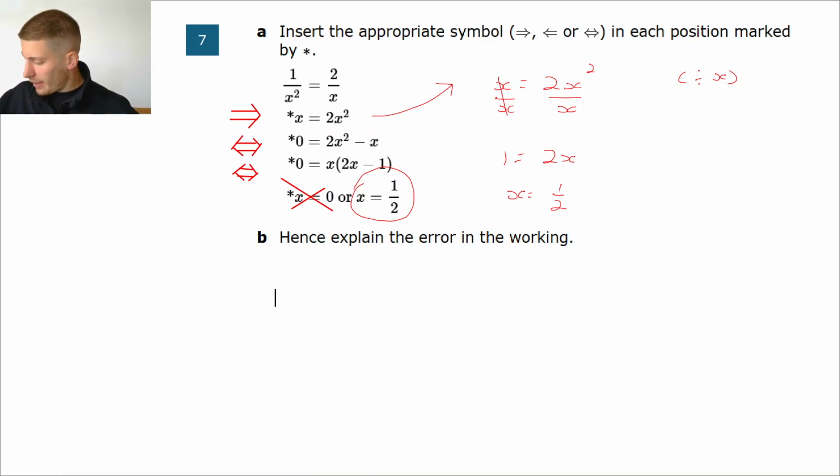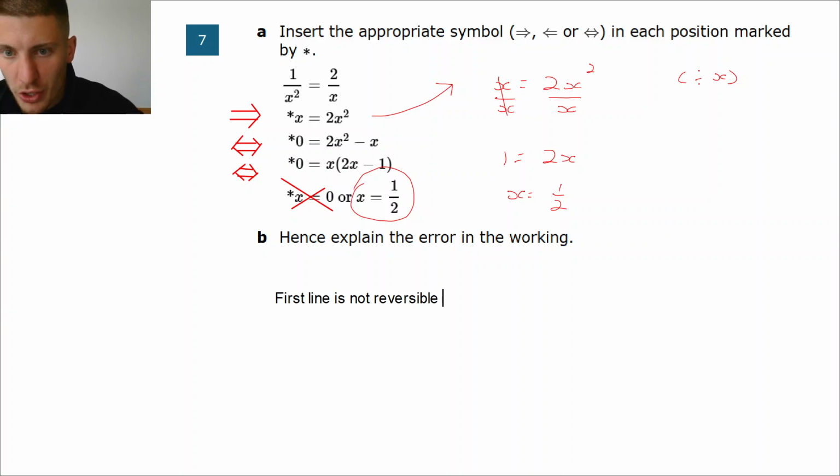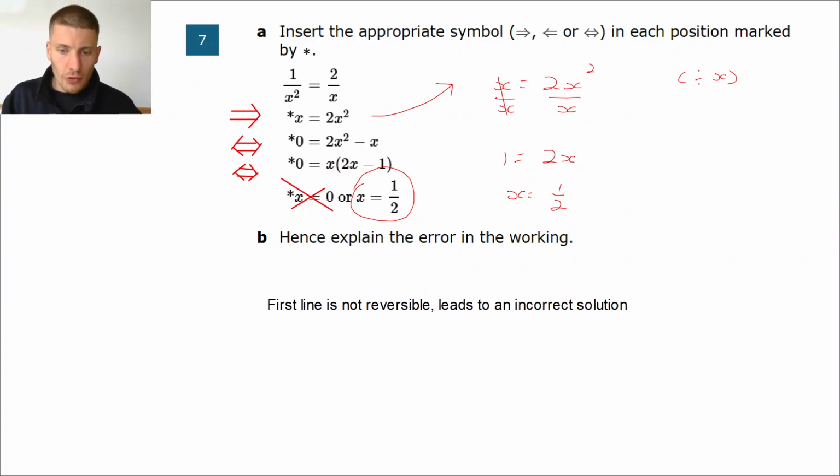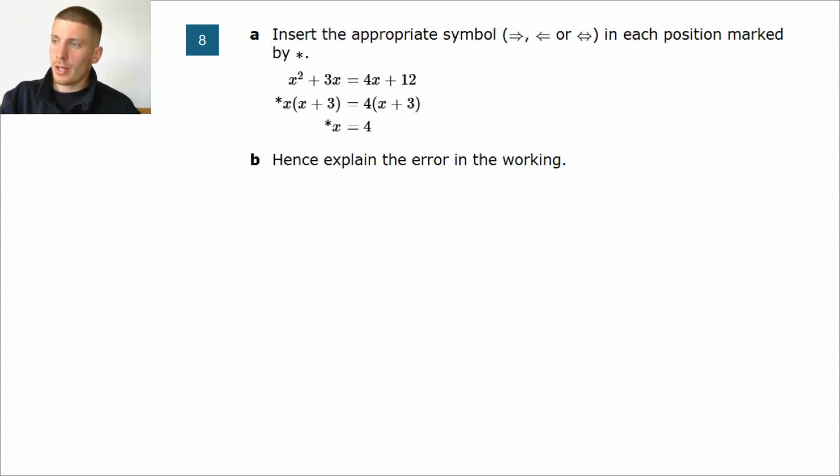So something like this: the first line is not reversible, which we showed. It leads to an incorrect solution. You could have also spotted there that if x is 0, you just put it in your calculator, you get an error. It doesn't work out. Good. Question 8, which I believe is the last part.